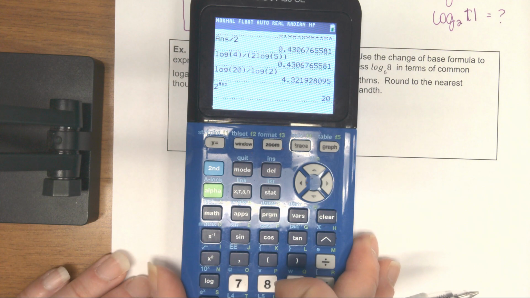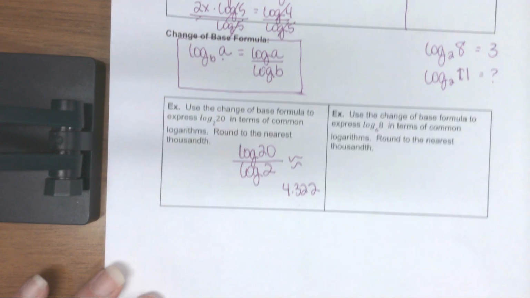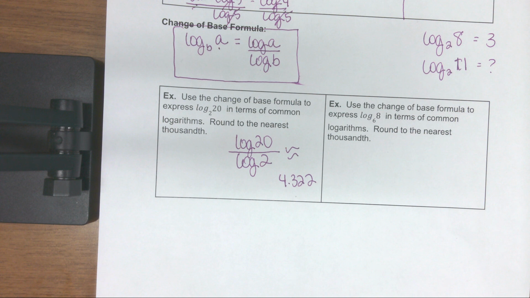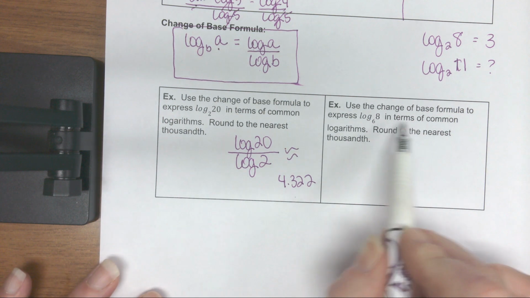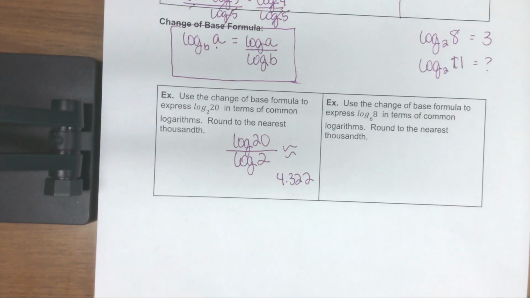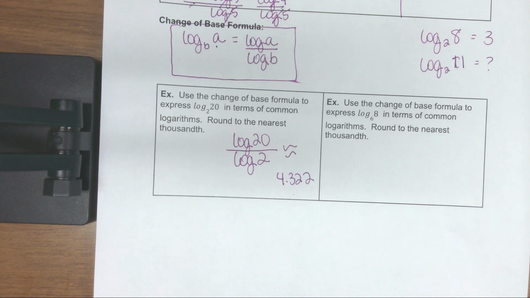Okay. All right, would you try this one? Log base 6 of 8. Would you rewrite it in terms of common logs and get an answer to the nearest thousandth?